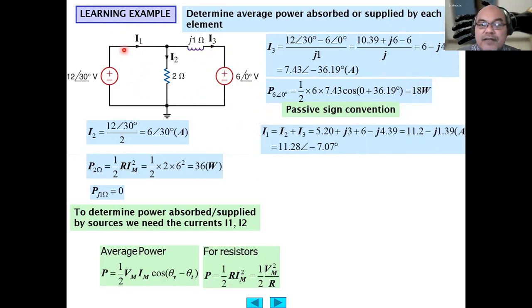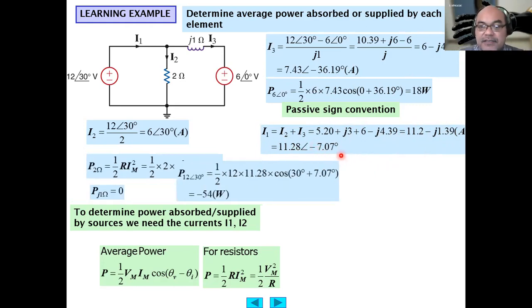Then we calculate I1. I1 equals I2 plus I3. So I2 is 6 with angle 30 degrees, which converted to complex notation equals 5.20 plus j3, and I3 equals 6 minus j4.39. So then I1 will be equal to 11.2 minus j1.39 ampere, and reconverting back into phasor format, it becomes 11.28 with angle minus 7.07 degrees.